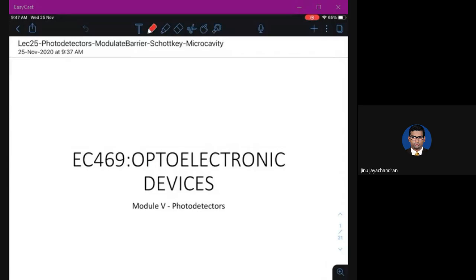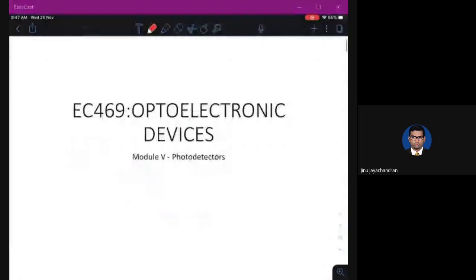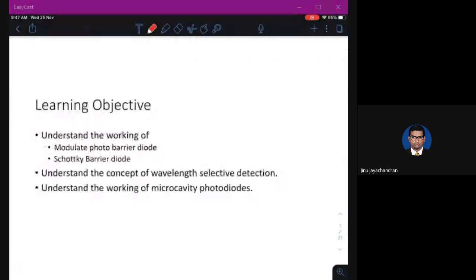Okay, today we're going to look at the next part of our module number 5, which is photo detectors. For today's lecture, we are trying to understand the working of the modulated barrier photodiode, the Schottky barrier diode, and also understand the concepts of wavelength selective detection and the working of the microgravity photodiodes. So this lecture is completely related to photodiodes. We are going to look at different types of photodiodes.